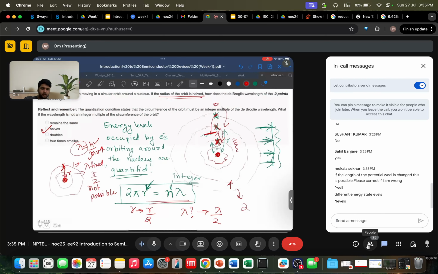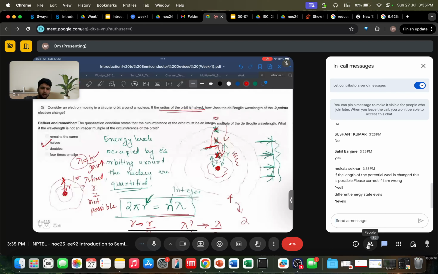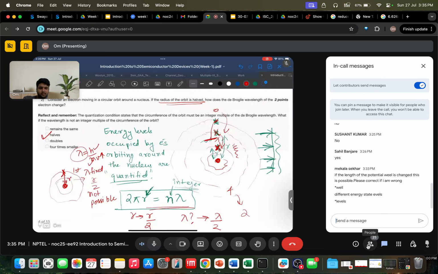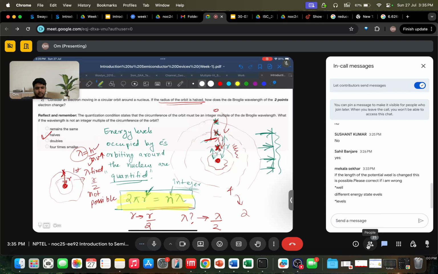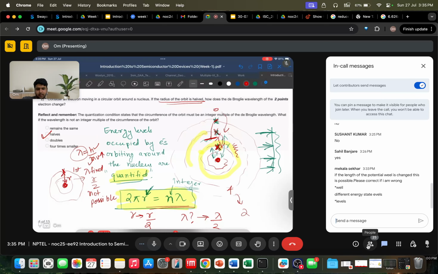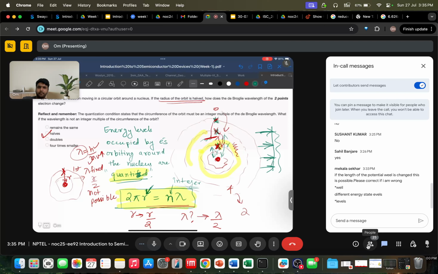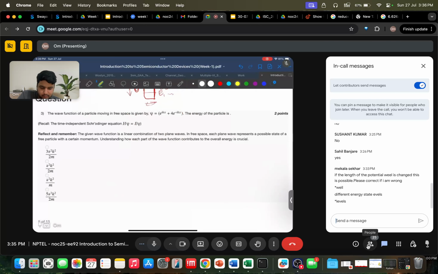Okay, so let's not confuse ourselves further. The whole takeaway here is that the energy around the orbit is quantized. And this is the relation that is important here. So let's not digress further. Let us see the next question.